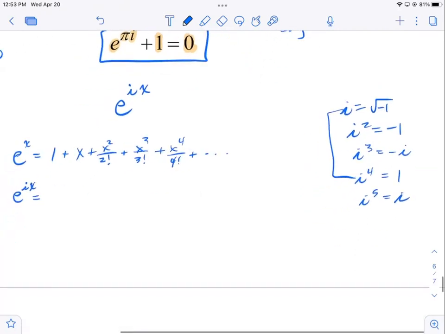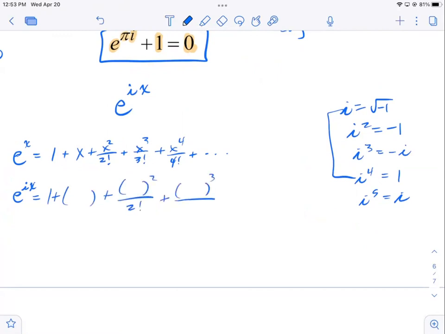Let's go through and do it like this first. Let's put parentheses: 1 plus x plus x squared over 2 factorial plus x cubed over 3 factorial plus x to the 4th over 4 factorial. I'll do one more, x to the 5th over 5 factorial. And now I'll go through and put i in there: 1 plus i, and then i squared is -1, right?